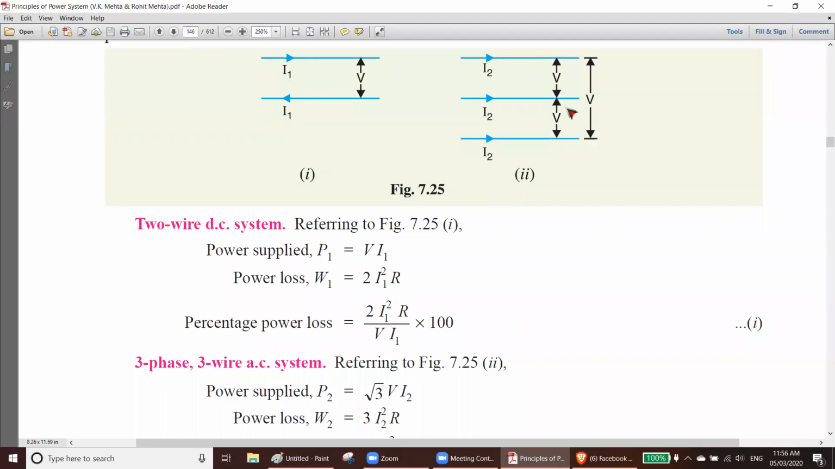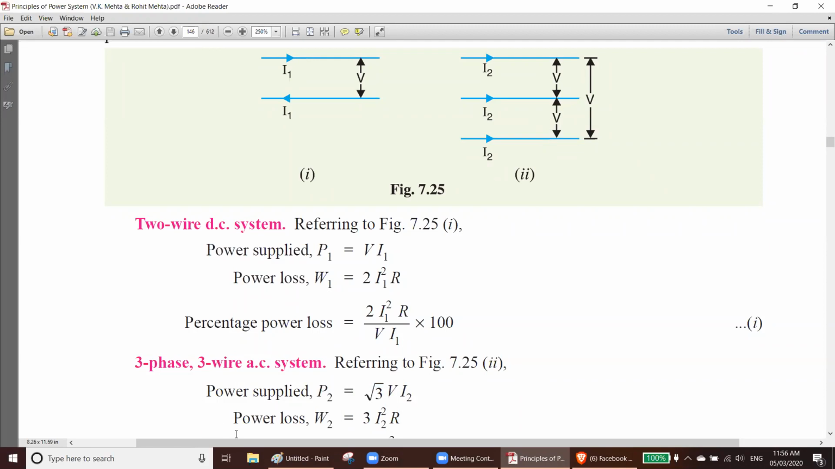For the second one, what is your power supplied? Remember, right now this is not DC, this is AC. Obviously, there should be a √3 because of the RMS factor, that means the line and phase factor actually. P2 is equal to √3 VI2. For DC it was VI. For three phase, it is √3 VI.